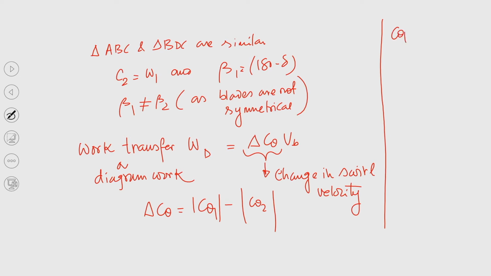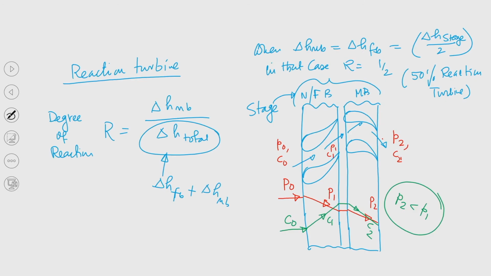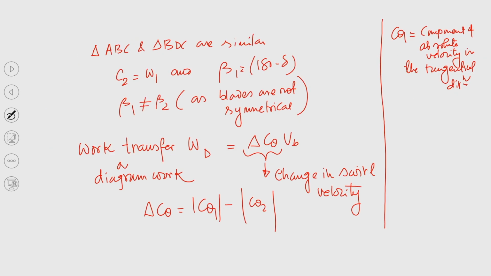C theta 1, that is component of absolute velocity in the tangential direction, right. So, let me tell you, this is the tangential direction, this is the axial direction. Okay. So, now that is nothing but C 1 cos alpha 1.